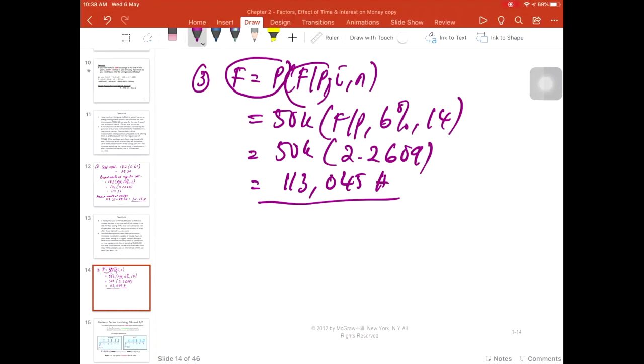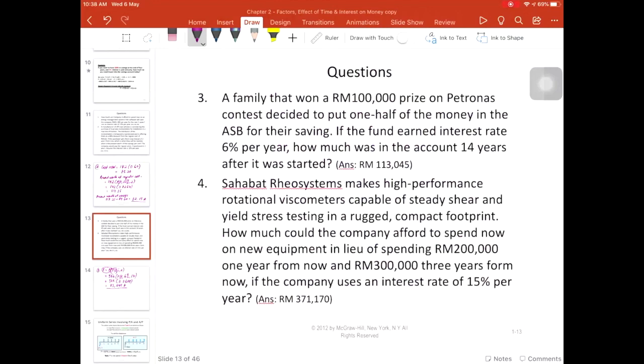Yeah. So number 4: a company makes high performance positional viscometers capable of steady shear and yield stress testing in a large compact footprint. How much could the company afford to spend now on new equipment in lieu of spending 200,000 ringgit 1 year from now and 300,000 ringgit 3 years from now if the company uses an interest rate of 50% per year?